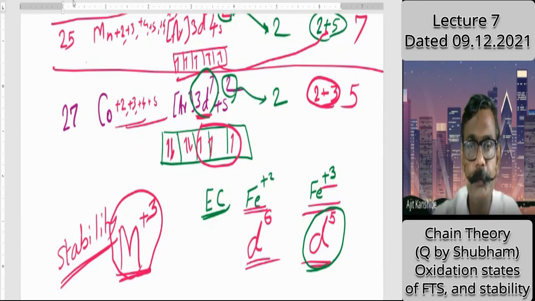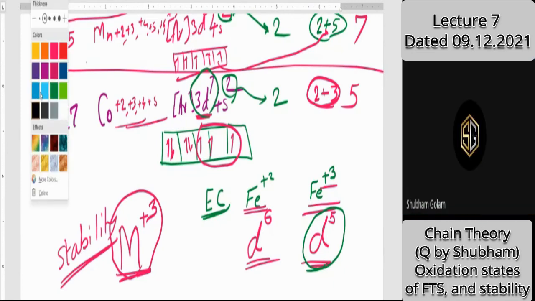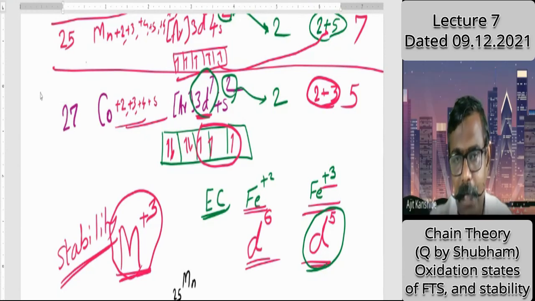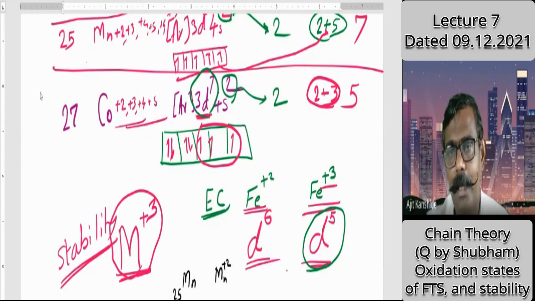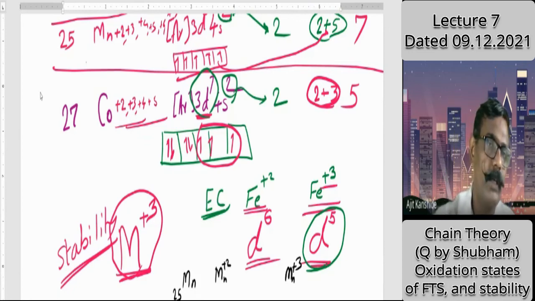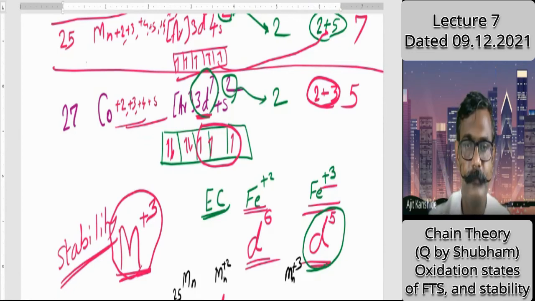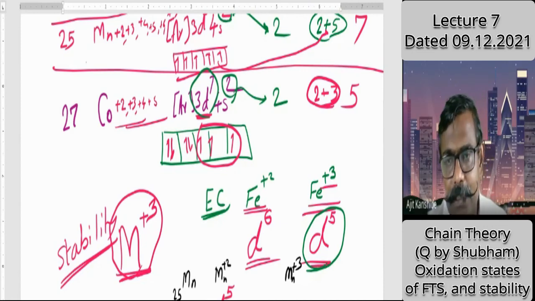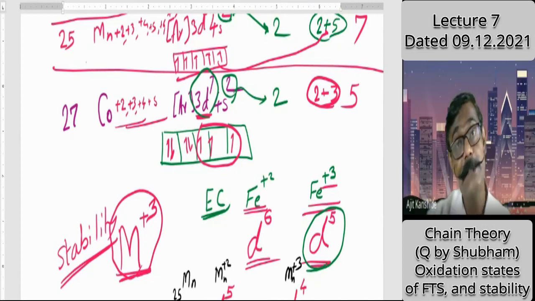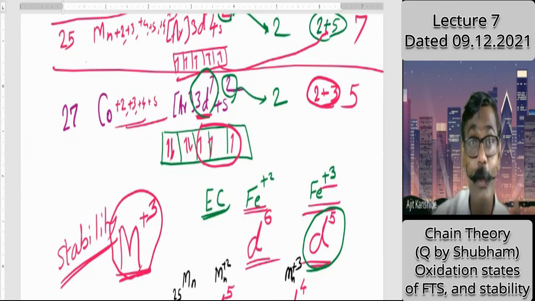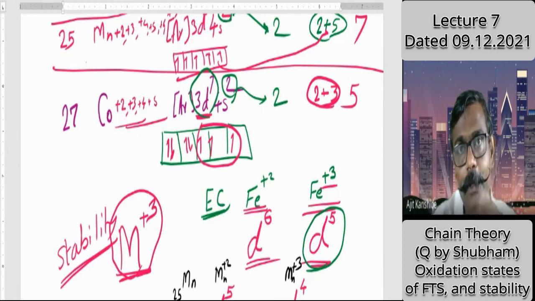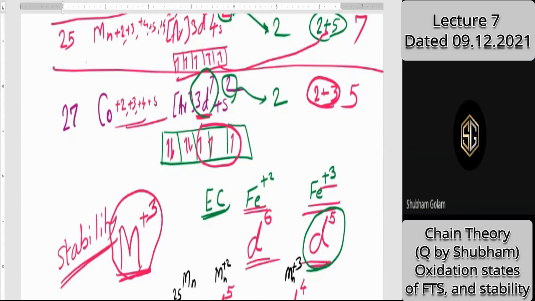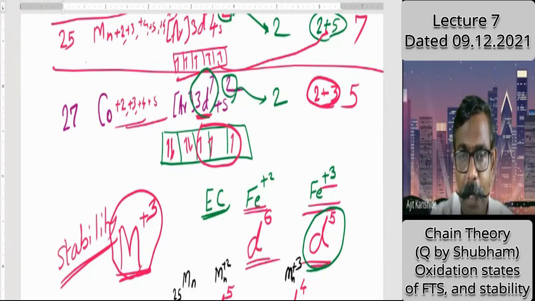Now, if we come to manganese, next example I am considering now. What's the atomic number of manganese? 25. Let me consider Mn+2 and Mn+3. Mn+2 has how many electrons? 5. Mn+3 has how many electrons? 4. You're removing an electron, so if you remove an electron the number will decrease. From 5, it will come to 4. Is it clear? Yes, sir. So d5 and d4.